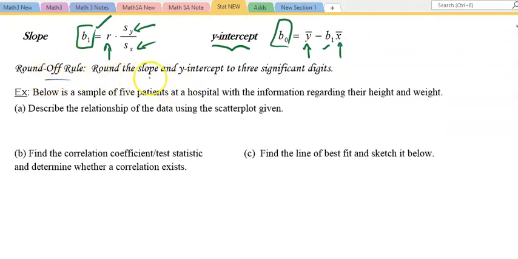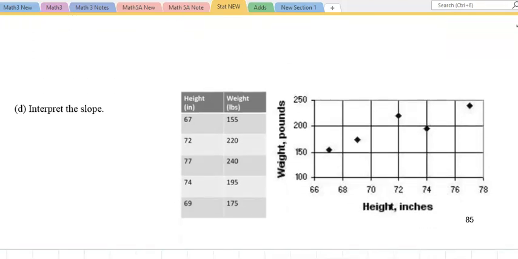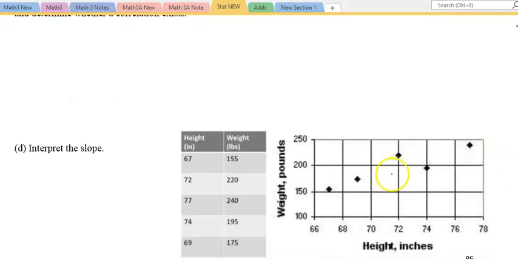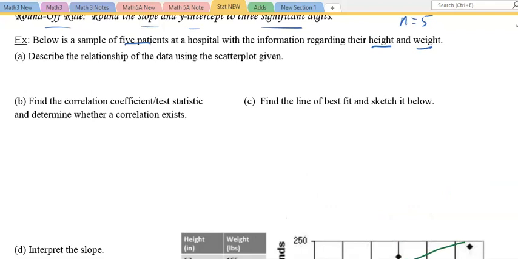Round the slope and the y-intercept to 3 significant digits. Okay, no big deal. So, below is an example of 5 patients at a hospital with the information regarding their heights and weights. They ask the first question: describe the relationship of the data using the scatter plot given. This is the scatter plot given. Do you see, this is not the exact line, but a line could fit through that. So we say this is linear.